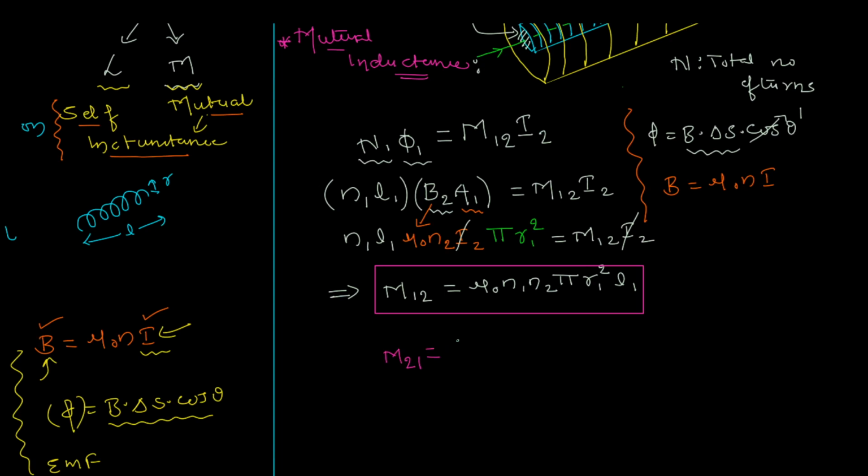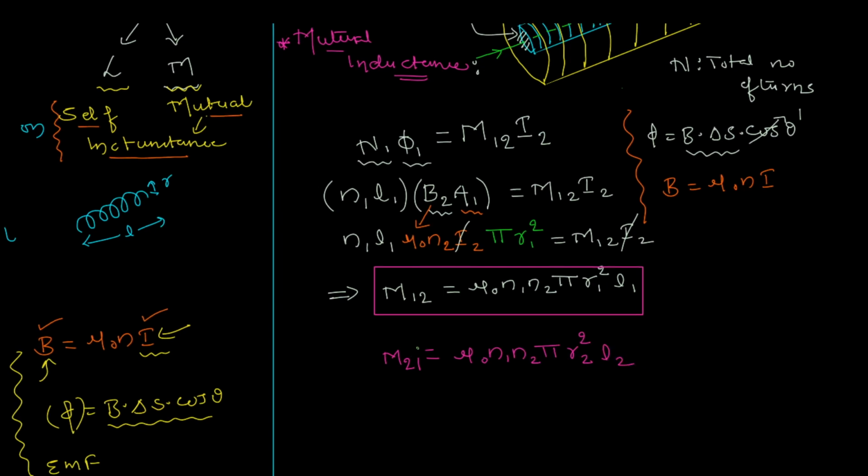What do you think that would be? That would in fact be replacing all the 1s with 2s and 2s with 1s. So that expression would be mu naught N1 N2 pi R2 squared times L2, and there, that right there is your expression for mutual inductance of second coil due to first coil. So there you go, you have your expression for mutual inductance of first coil due to second coil and mutual inductance of second coil due to first coil.